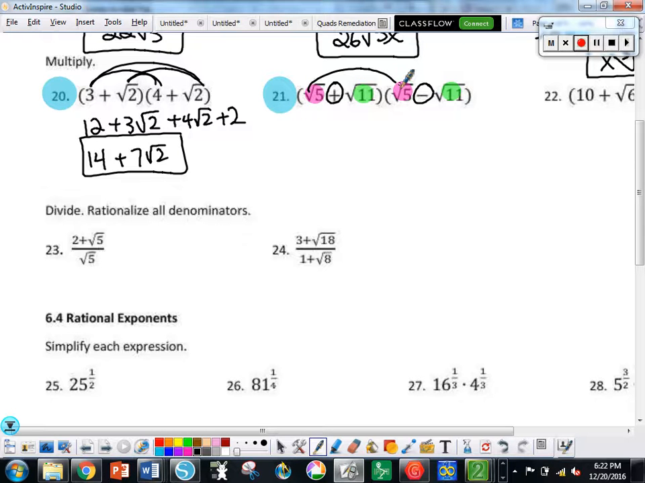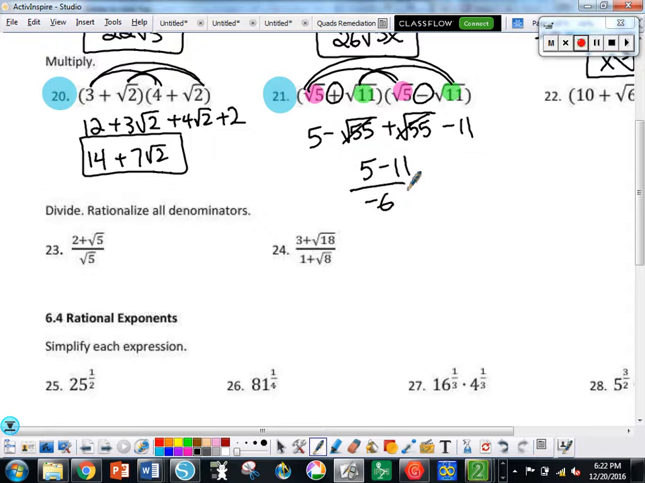The square root of 5 times the square root of 5 is 5. The square root of 5 times a negative square root 11 is minus square root 55. Multiply these. Now you have a plus square root 55. Minus 11. So those cancel. And you are left with 5 minus 11, which is negative 6.